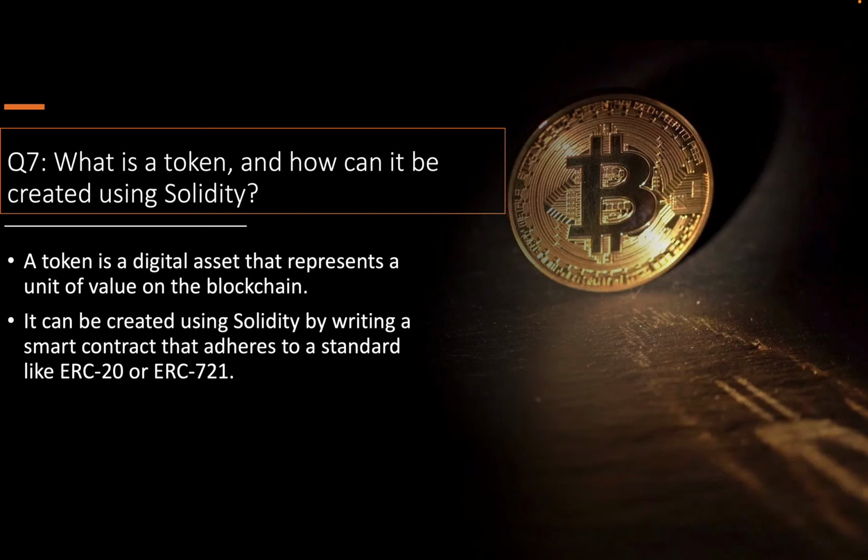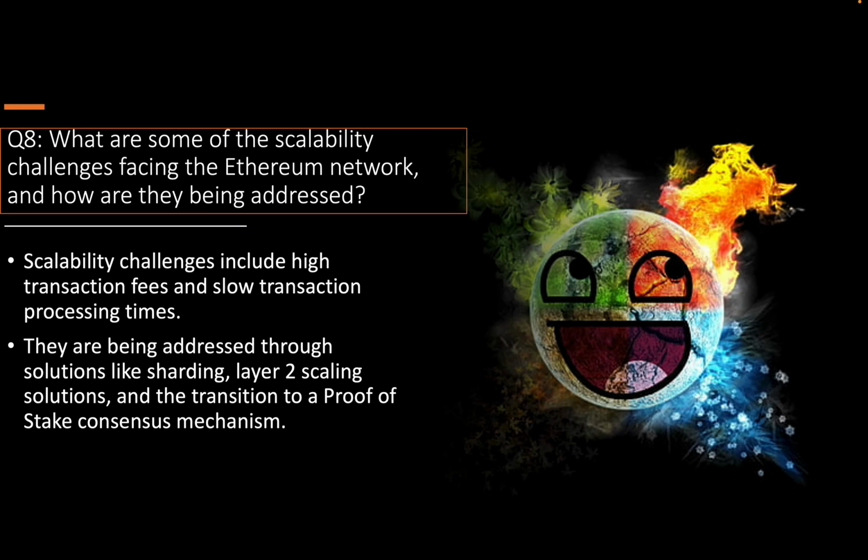Question number 7. What is a token and how can it be created using Solidity? A token is a digital asset that represents a unit of value on the blockchain. It can be created using Solidity by writing a smart contract that adheres to standards like ERC20 or ERC721.